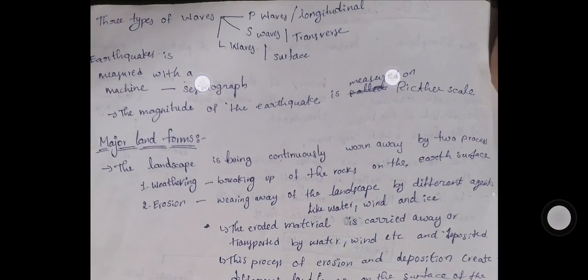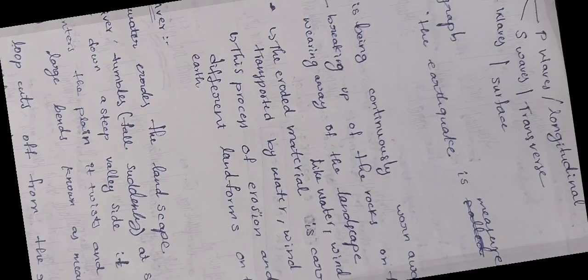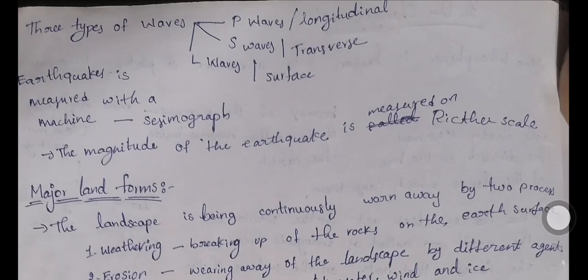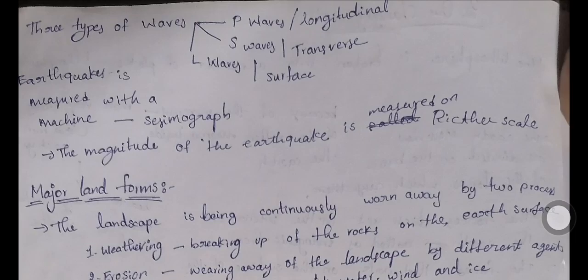Next, these waves are of three types: P waves, longitudinal waves; S waves, transverse waves. P waves are the primary waves. S waves are the secondary waves, and then L waves, long waves. These are the surface waves. And then the earthquake is measured with an instrument. This instrument is called the seismograph. The magnitude of the earthquake is measured on the Richter scale.